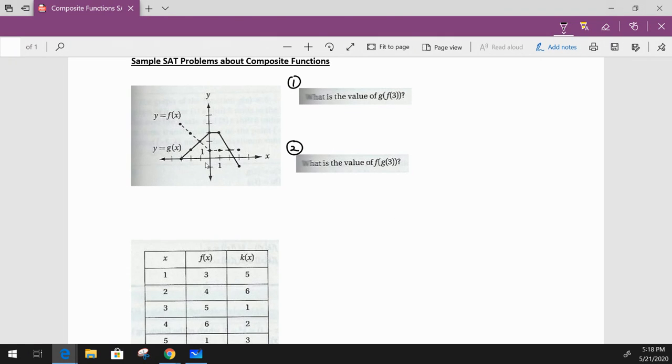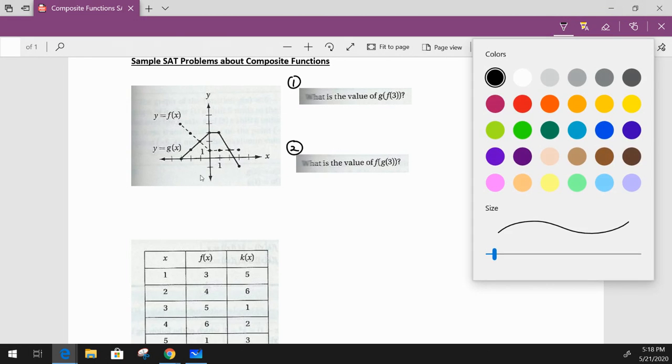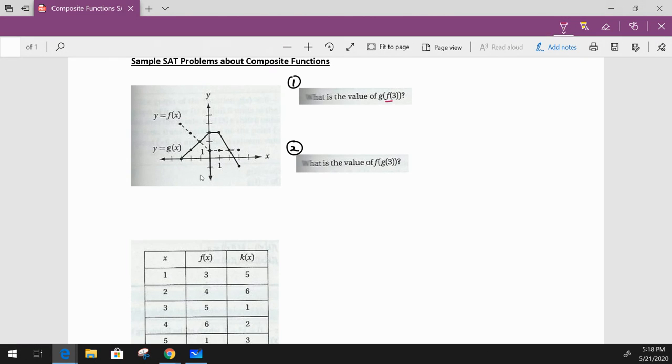Using this graph, if I want to find f of 3, f of 3 means that the input, or my x value, is 3. So if my x coordinate is 3 on the f of x graph, then what is the output, or my y value? If I look at my graph here, when x is 3, the y coordinate is 1. So we just found that f of 3 is equal to 1.